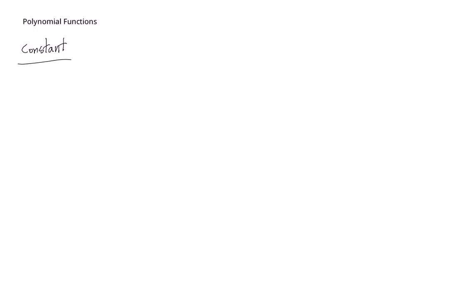Okay, we're going to go through polynomial functions. So today what we're going to do is look at what each one is and look at sort of patterns and things that happen with each of the different types. So the first one we're going to look at is a constant polynomial function.